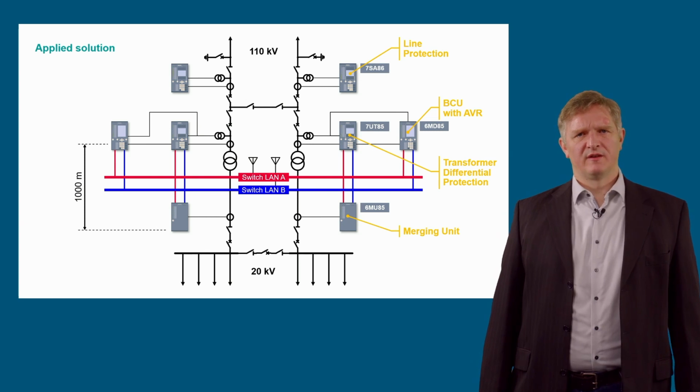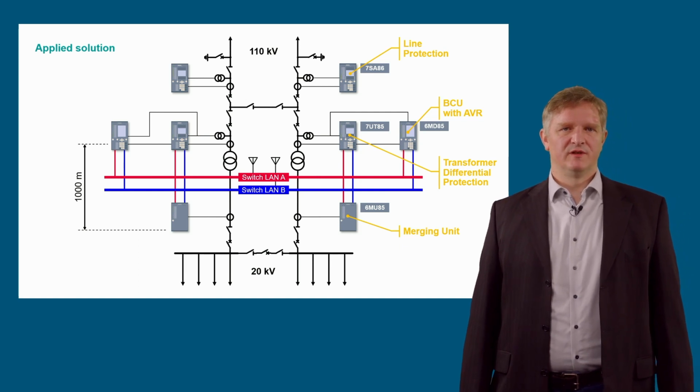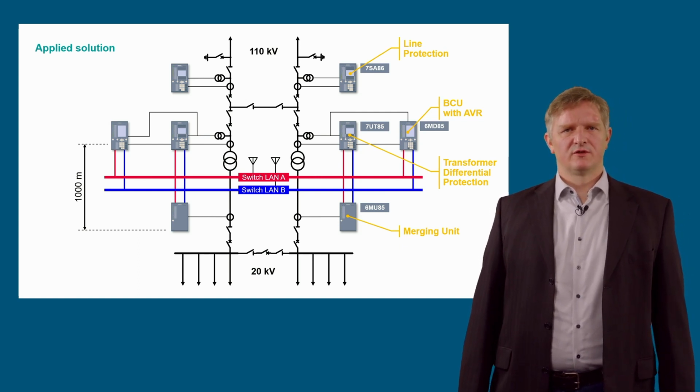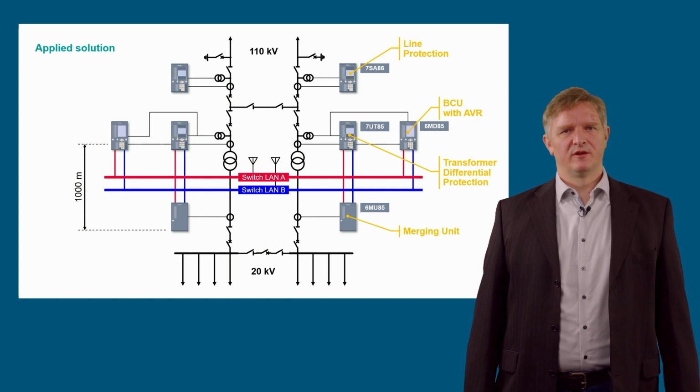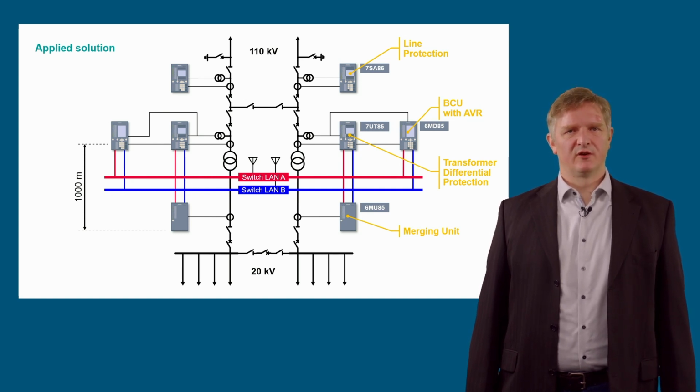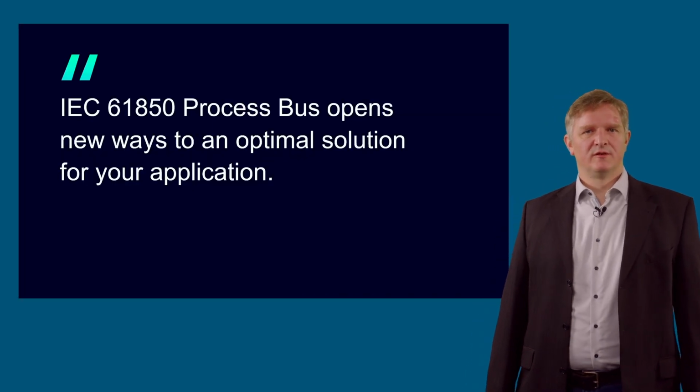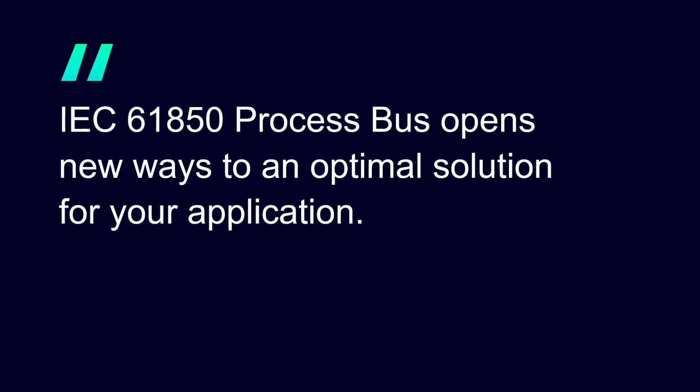This saved about 16 kilometers of copper cables and allowed smaller instrument transformers to be used in the medium voltage infeed bay. The total cost of the project was similar to that of a conventional installation, with increased reliability of the system towards electromagnetic influences. In a nutshell, you can say 61850 process bus opens new ways to an optimal solution for your application.